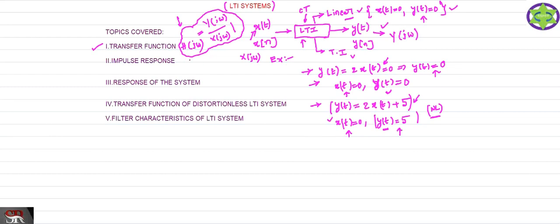So while defining the transfer function, you should make a note that the transfer function is the Fourier transform of output divided by the Fourier transform of input under the initial conditions are 0. So whenever the initial conditions are 0, that system is a linear system. If the initial conditions are not 0, that system is a non-linear system. For linear systems only we define the transfer function. Now this is the definition of the transfer function.